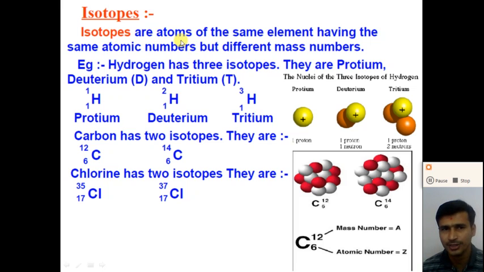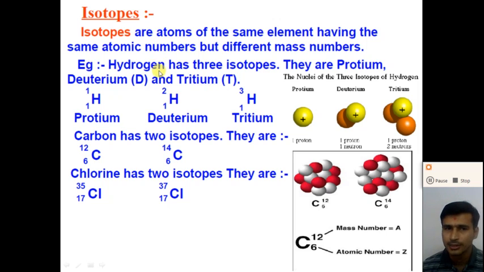The isotopes are the atoms of the same element having the same atomic number but different mass numbers. The atoms of the same element having the same atomic number but different mass are called the isotopes of the element, right? So the atomic number of the atoms is the same, but the mass number of the atoms is different.